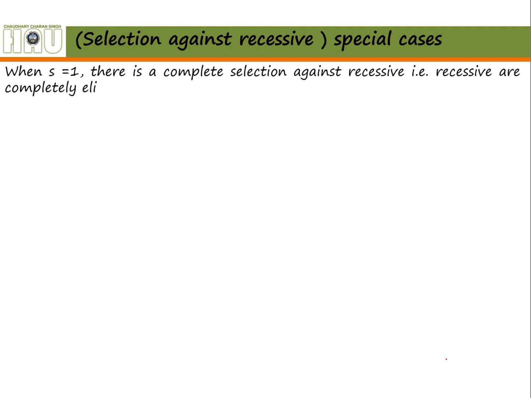Now we will consider certain special cases. When selection against recessive is there and when S is equal to 1, what does it mean? There is a complete selection against recessive, and the recessives are eliminated because the selection value for A2 is 1 minus S. When S is equal to 1, so complete selection against recessive is there. This frequency becomes 0 and your q will be eliminated from the population.